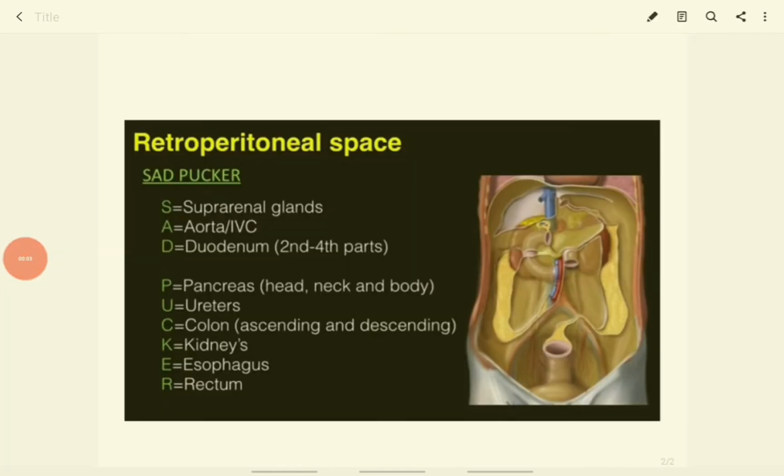In the retroperitoneal space, we have several organs. In order to study, we have a mnemonic called SADPUCKER. S means the suprarenal gland, which is seen above the kidney, and we also have the aorta or inferior vena cava, duodenum, especially the second to fourth part, pancreas, especially the head, neck and body, and not the tail, and the ureter, colon, especially the ascending and descending colon, kidney, esophagus, and rectum.